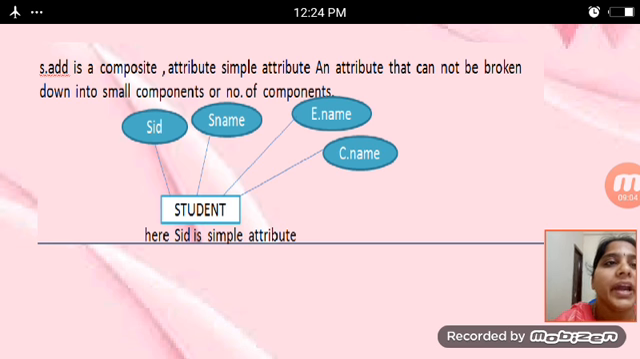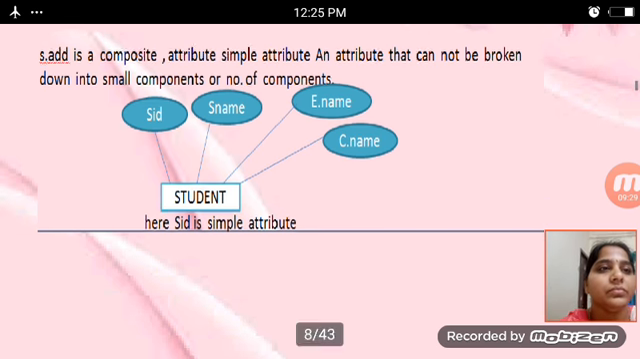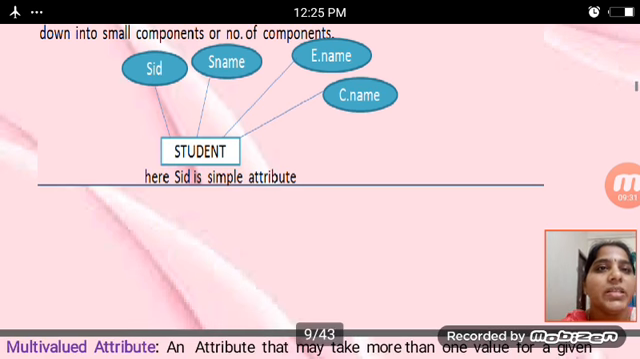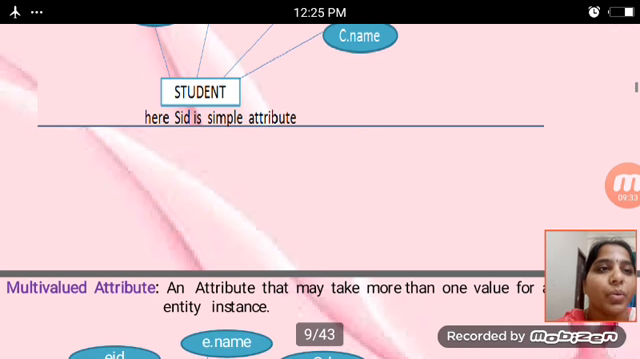Simple attribute, an attribute that cannot be broken down into smaller components. Here in this figure, I am talking about the student. I am taking here SID, a simple attribute. Student having a SID and S name, an E name and the C name. And then these are the simple attributes, which are not broken into small components.